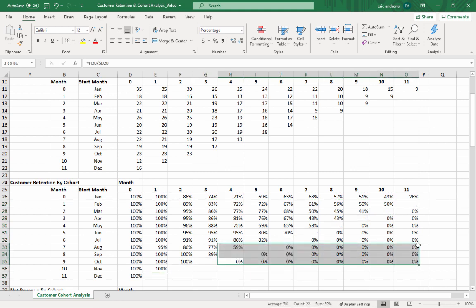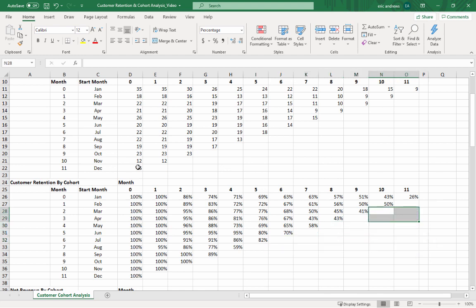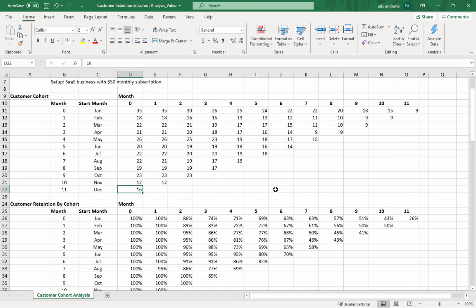So there's no information. So if you think about this, let me just clean this up and then I'll explain to you. Let's say December is the most current month we have data for. So what about January? Well, January hasn't happened yet. So we can't calculate that.